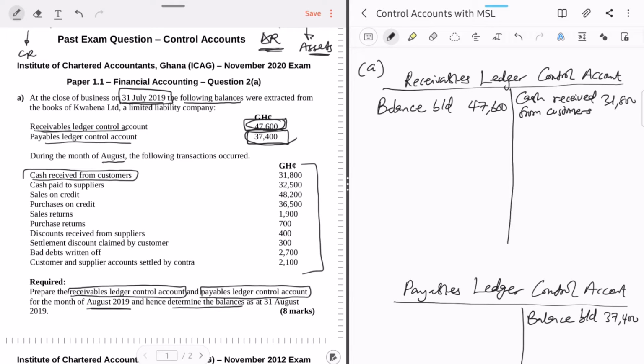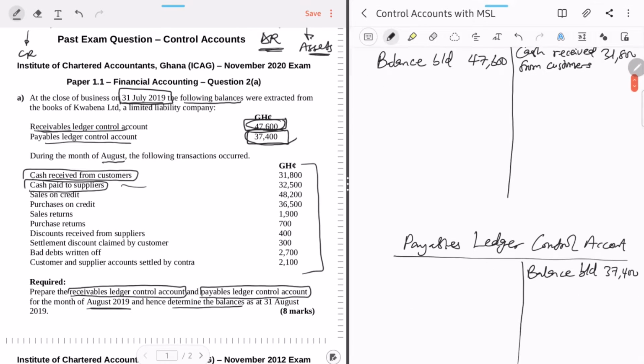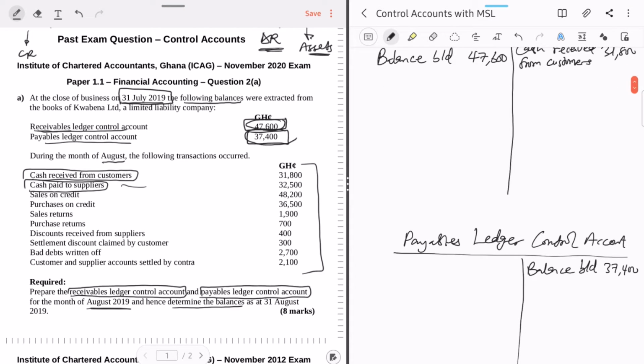Look at the next one. Cash paid to suppliers. If as a business you pay cash to your suppliers, what would you do? You agree with me that you will credit cash when you pay them, and then you debit your suppliers. In this case, your payables or your creditors. Agreed? If that is the case, then I will come here, cash paid to suppliers. In my mind, remember I said I will credit cash, then I'll debit my payables or my creditors.